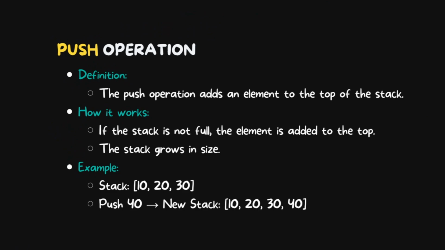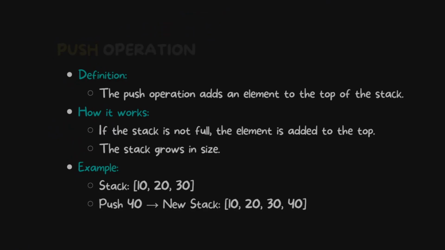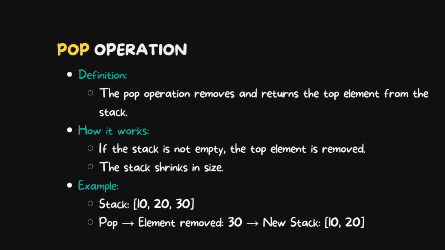So when we perform the pop operation, 40 will be the first to come off. Next, the pop operation. This is when we remove the top item from the stack. For example, if we have a stack like this, 10, 20 and 30, if we pop, we remove 30. So the stack becomes 10, 20. Keep in mind, if you try to pop from an empty stack, you will get an error. This is called stack underflow.